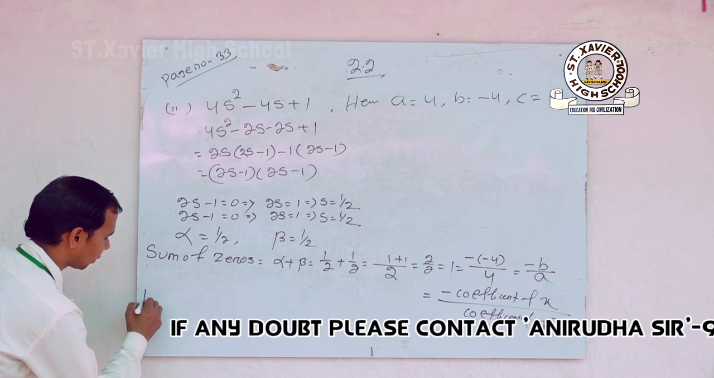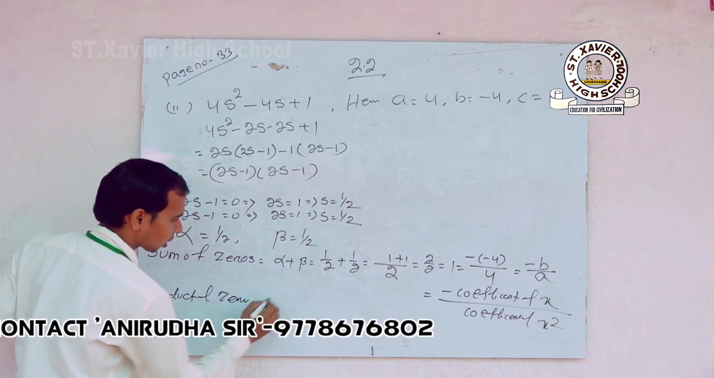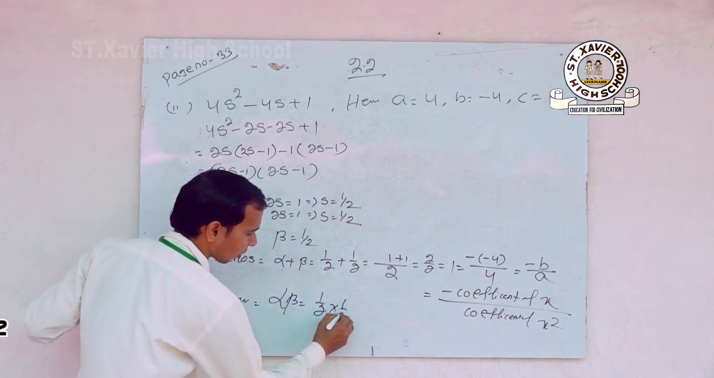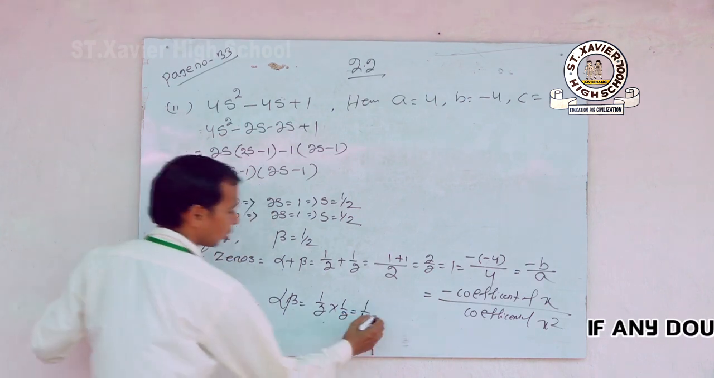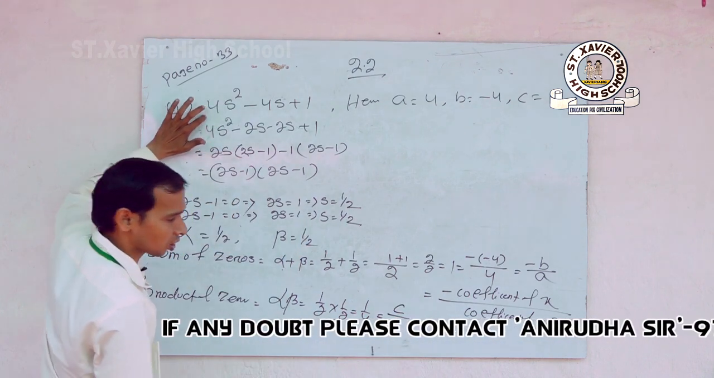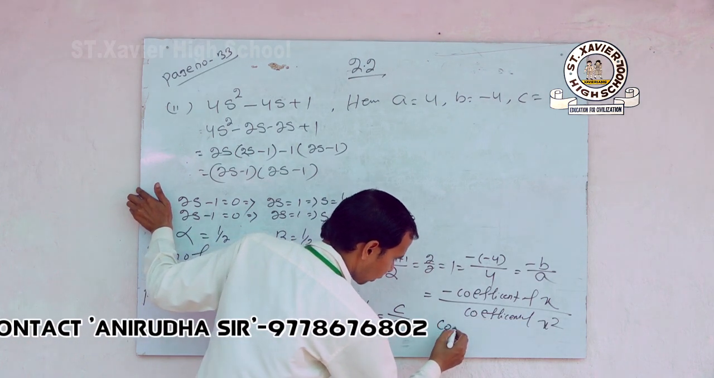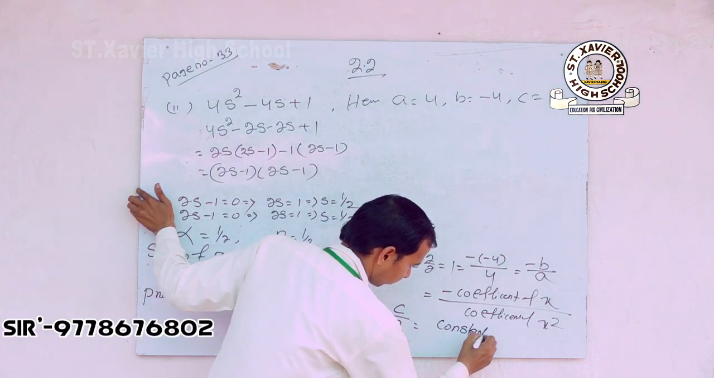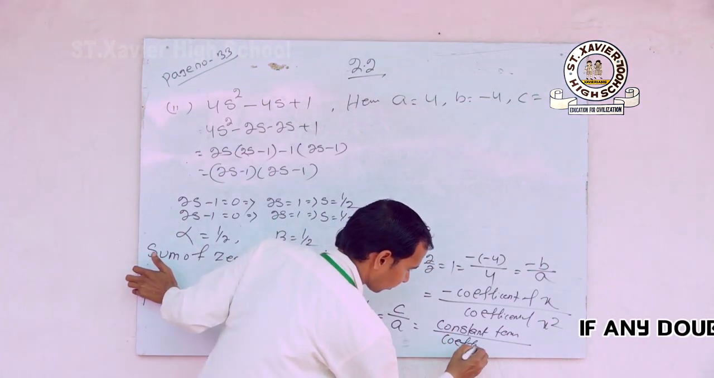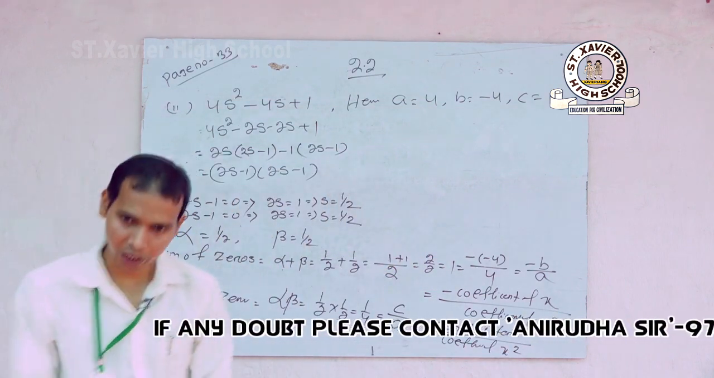Then product of zeros. Product of zeros is alpha into beta, which is equal to 1 by 2 into 1 by 2 equal to 1 by 4, and 1 here is c, the constant term, and 4 is the coefficient of x square, which is equal to c by a. You write constant term by coefficient of x square, and the rest try to solve it.